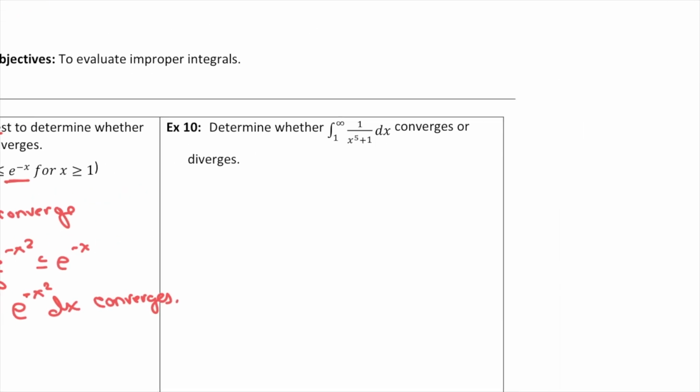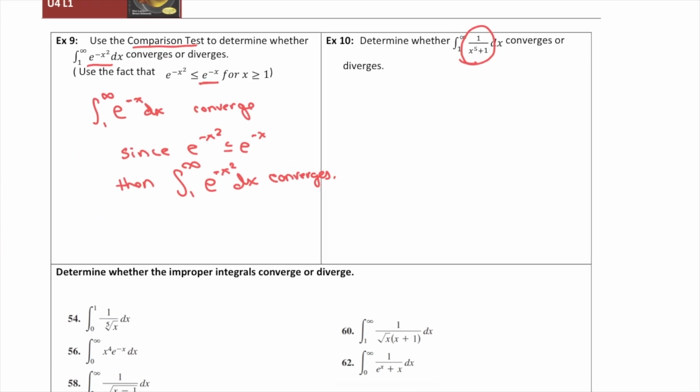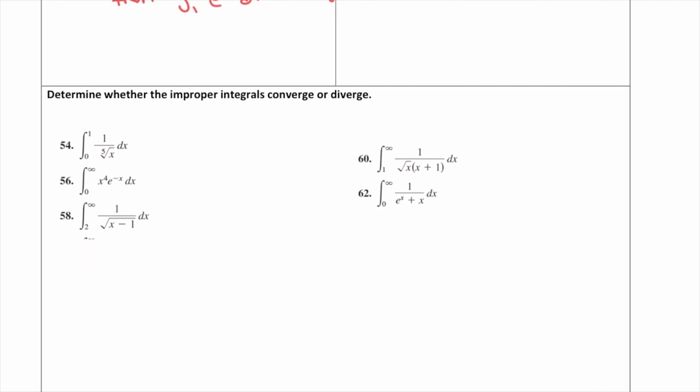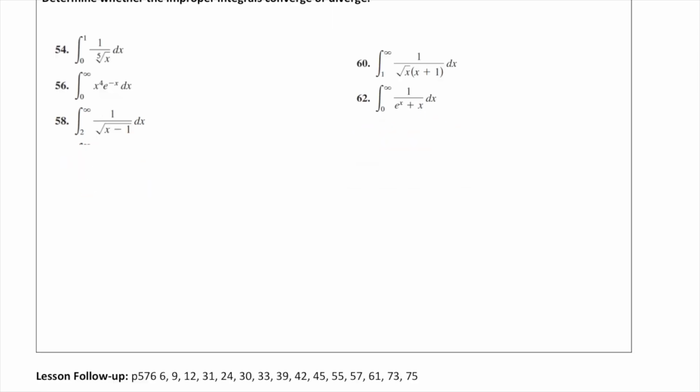If we look at example 10, think about a similar function. I don't know, how about the integral of 1 over x to the 5th? Make a comparison to see if that integral converges or diverges to tell you what's happening with 1 over x to the 5th plus 1. Go ahead and give questions 54 through 62 a good try.